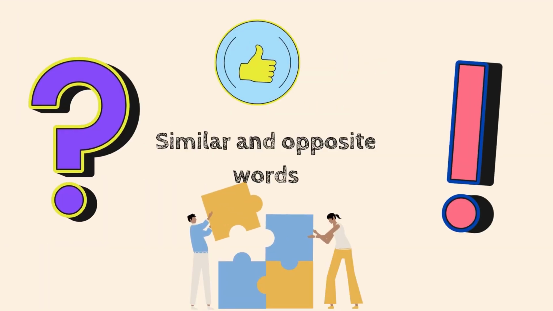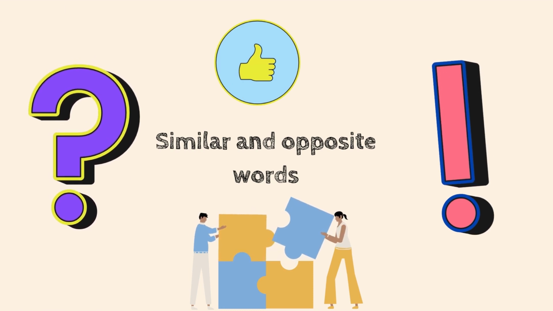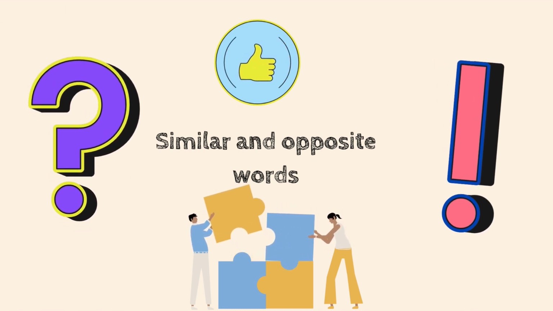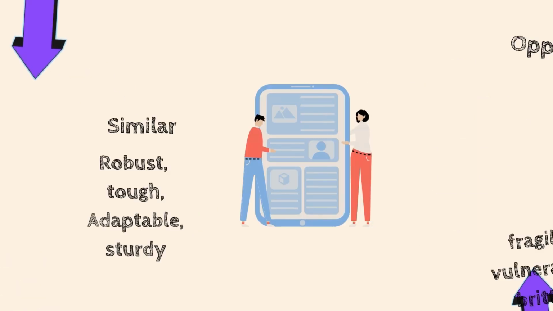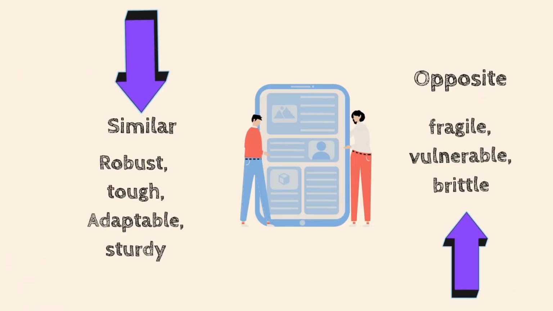Now it is time to learn the similar and opposite words for resilient. These are important words because they help us understand the word we learn and also add valuable words into our vocabulary. Some similar words for resilient are robust, tough, adaptable and sturdy. Some opposite words are fragile, vulnerable and brittle.